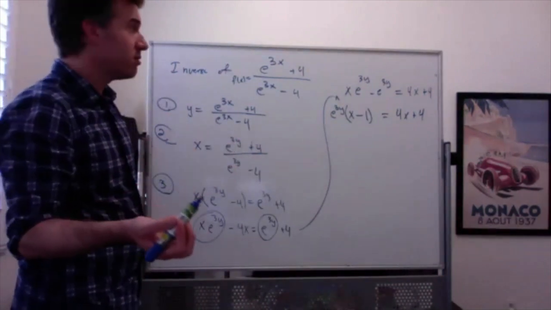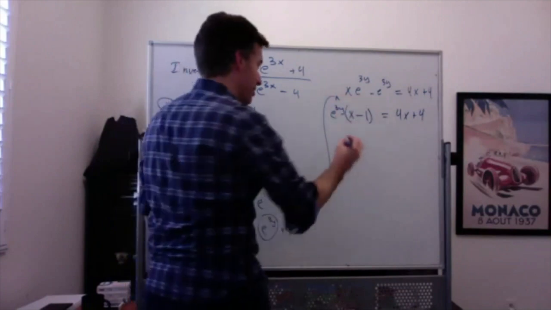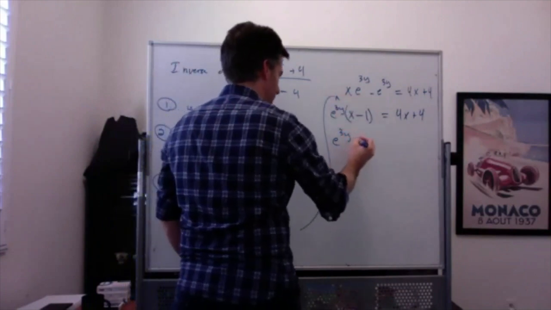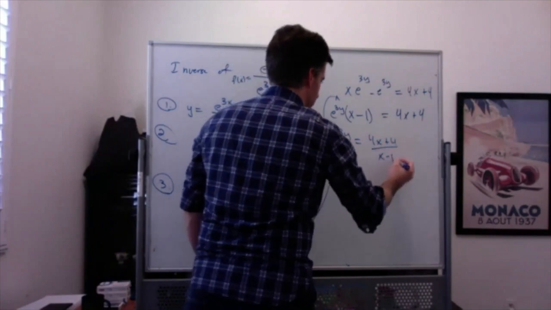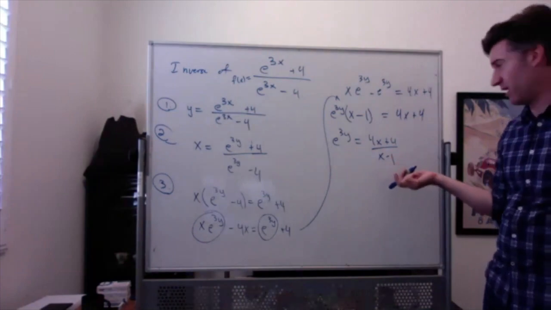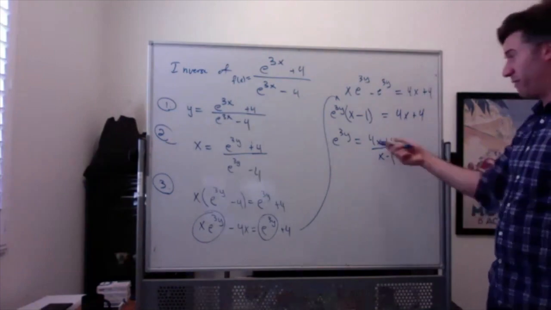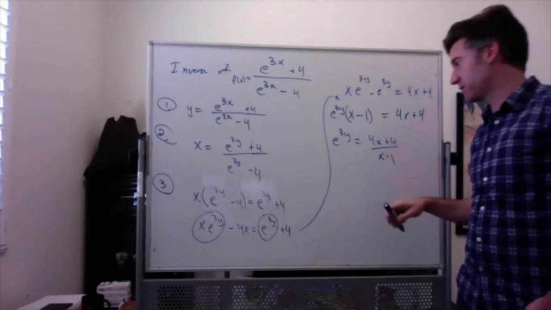So then we can divide by this, right? Because we're trying to isolate y, to get e to the 3y equal to 4x plus 4 over x minus 1. You could factor out a 4 from the top. It's not super necessary. It's not going to make it really any nicer. It would be 4 times x plus 1, which doesn't cancel anything. So I would leave it like this.